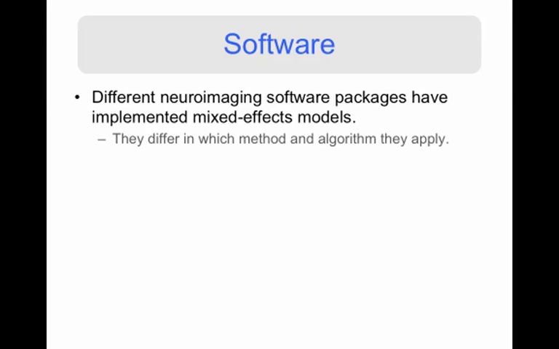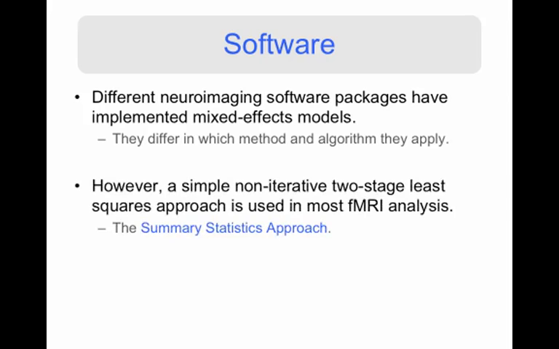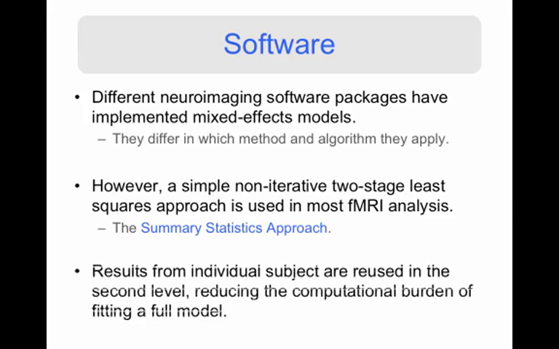Different neuroimaging software packages have all implemented these mixed effects models, and they differ in which method and algorithm they apply. However, in practice, a simple non-iterative two-stage least squares approach is most commonly used in fMRI data analysis. This approach is called the summary statistics approach. In the summary statistics approach, results from individual subjects are reused in the second level, and this reduces the computational burden of fitting a full mixed effects model. So what people do is they fit the individual level model and then reuse that at the second level.